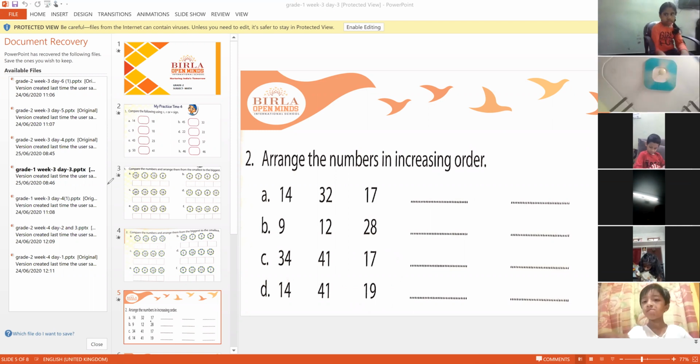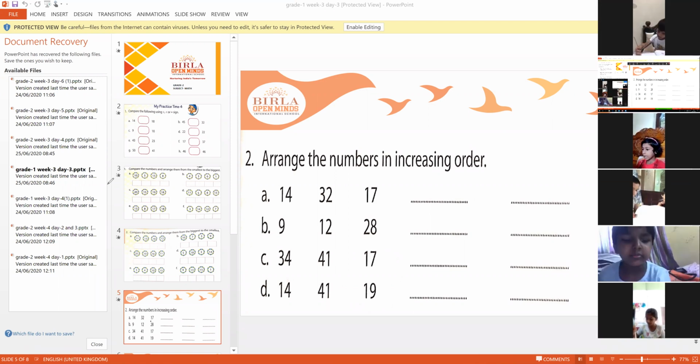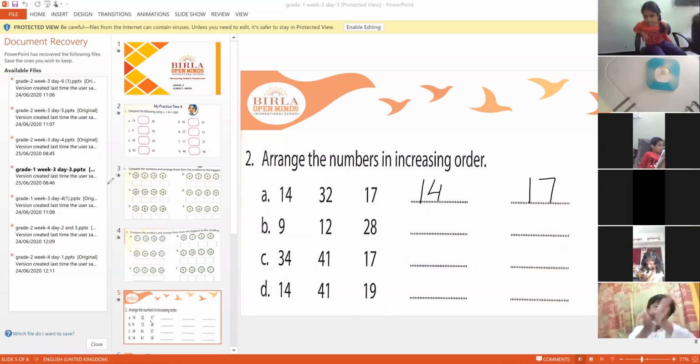Ma'am, in A or B or C or D? A. Bit number A. 14. Okay, Ronald, very good. After 14, what shall I write? 17. Very good. And after 17? 32. Very good, Ronald. Thank you so much. Yes, children, just keep on writing answers and check your answers also. Very good.